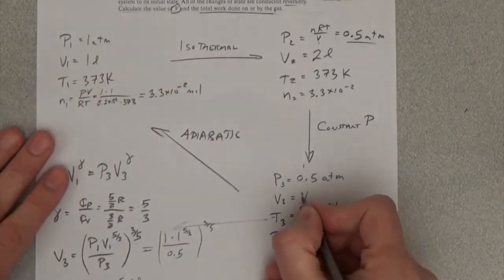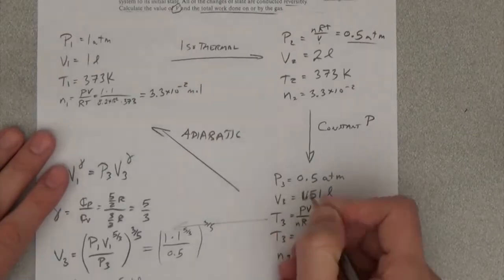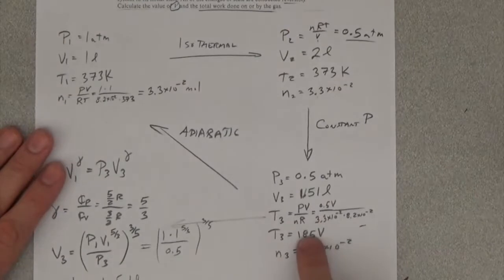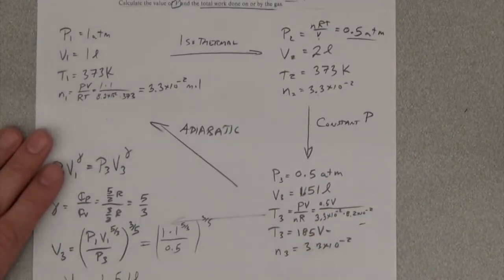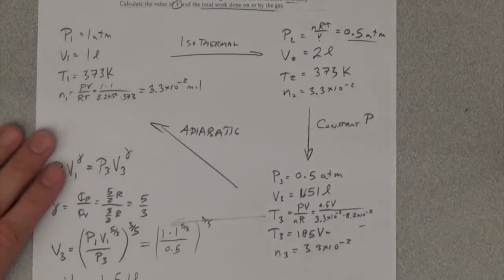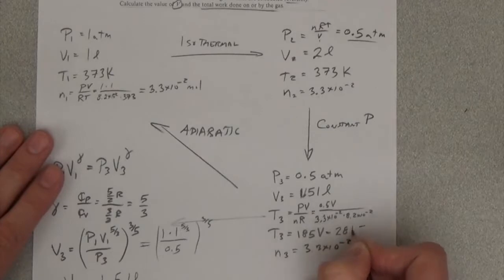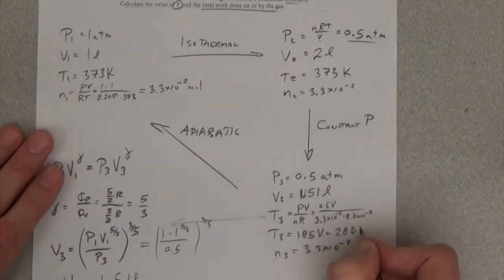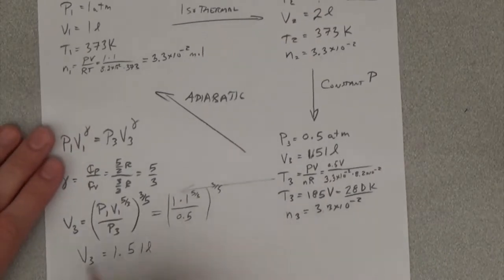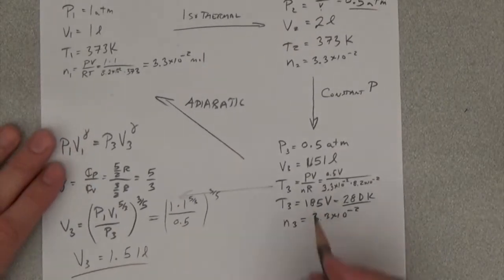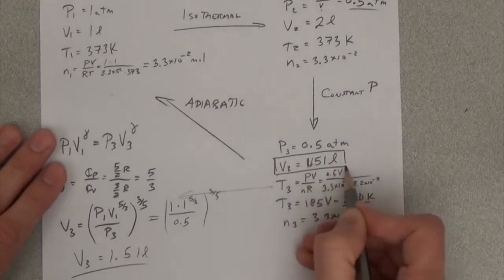So that means this is now 1.51 liters, and that changes the temperature, or determines the temperature. The temperature is now determined to be 280 K. Okay. So that was the first part of the problem.